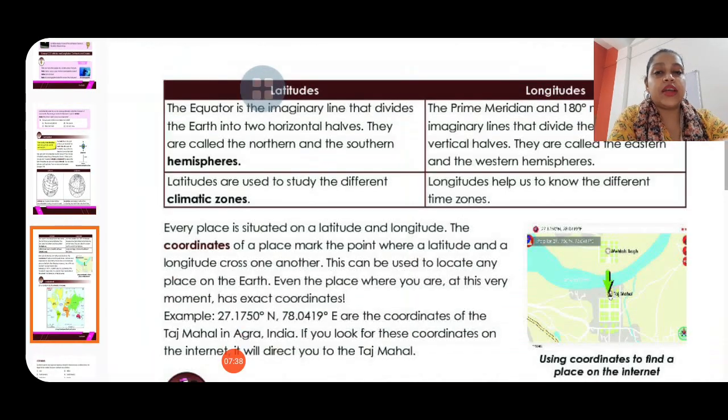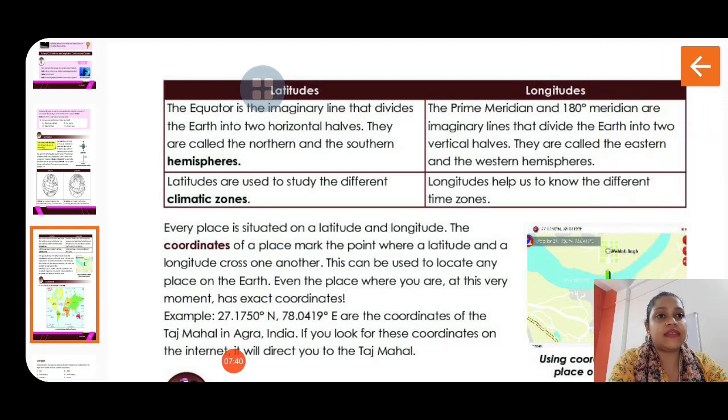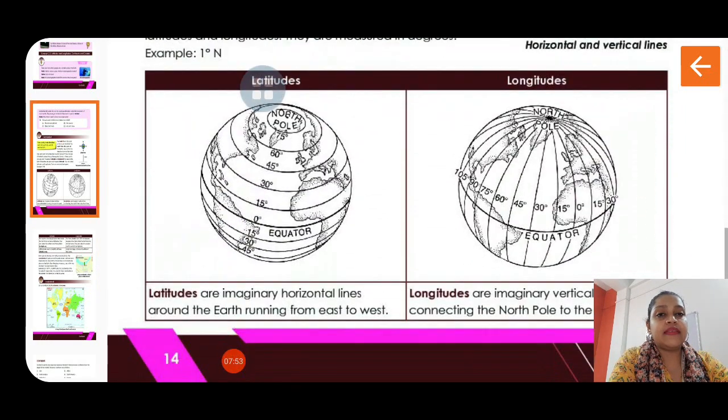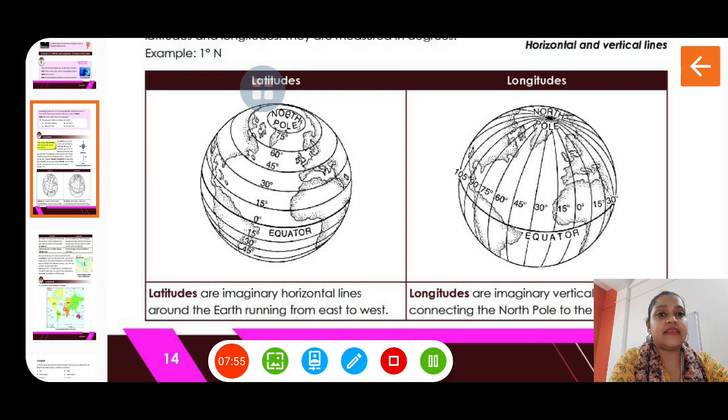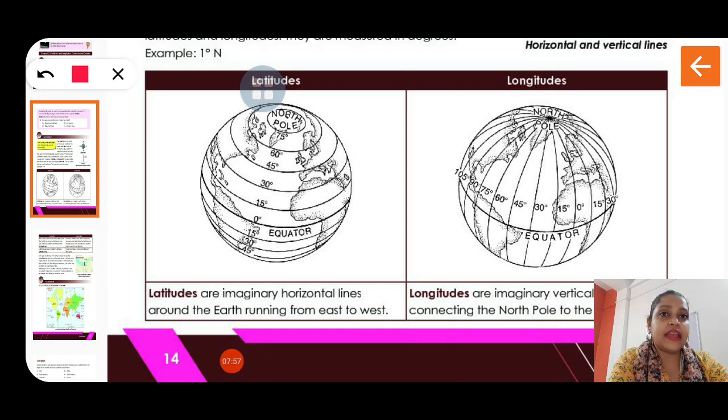Then we come to the next topic, which is the equator. The equator is the imaginary line that divides the earth into two horizontal halves. They are called the northern and the southern hemisphere. Now children, in this you can see there is an equator. Okay, this is the equator. You can see here it's given equator.